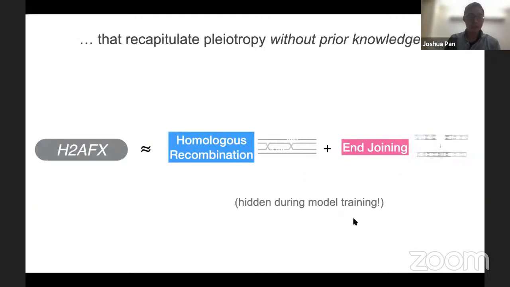Well, if you remember from the intro, this is that pleiotropic gene I introduced. So H2AFX can activate an ensemble of functions depending on the cell state. And so again, this relationship was hidden during model training.